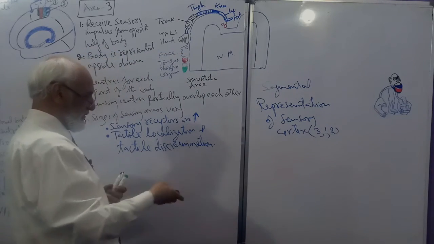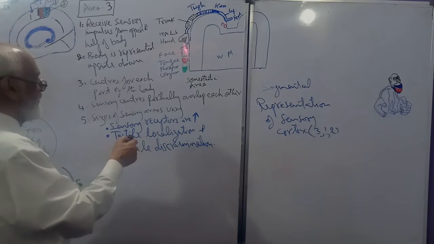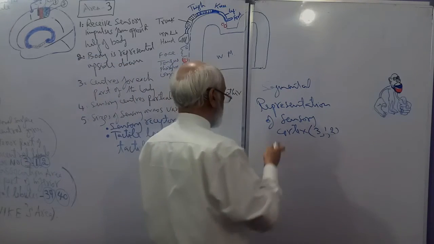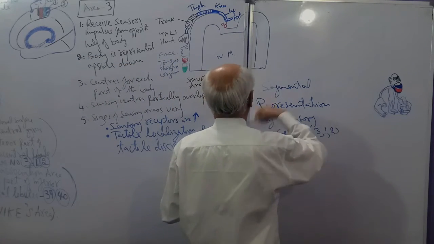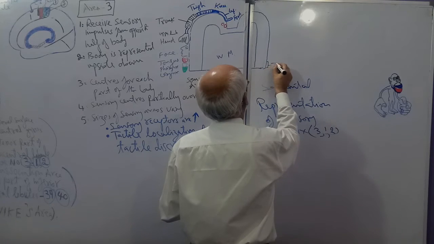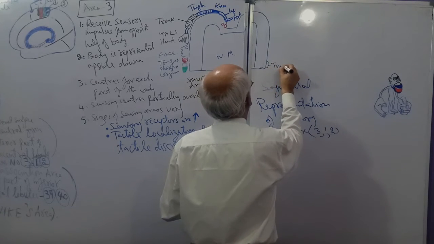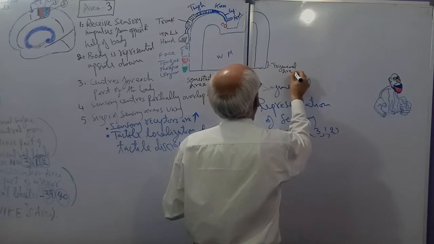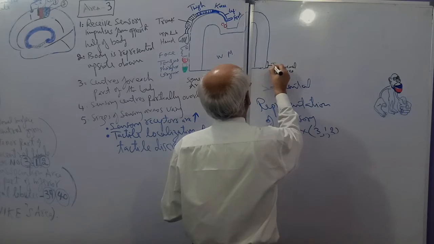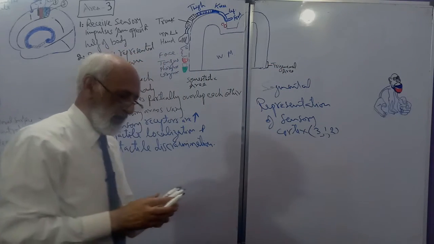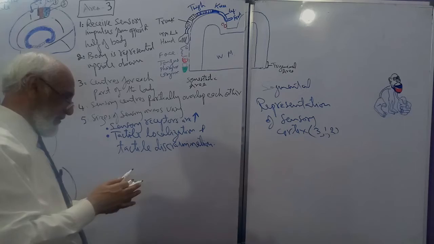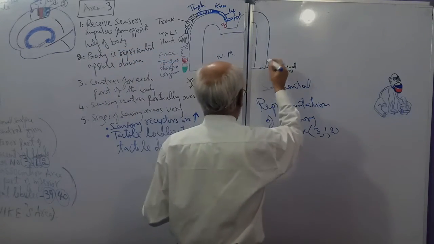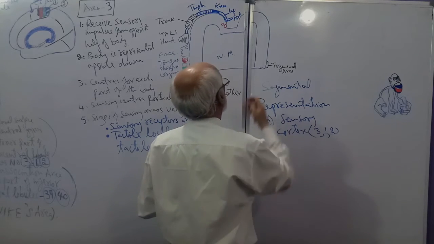So here you can see is the face area. Sensations from the face are carried by the trigeminal nerve. So here will be the trigeminal area. Sensation from the face is carried by this fifth cranial or trigeminal nerve. Then because the body is upside down, there will be the cervical area, C8.